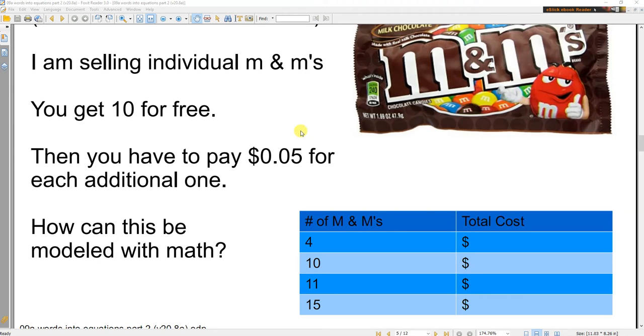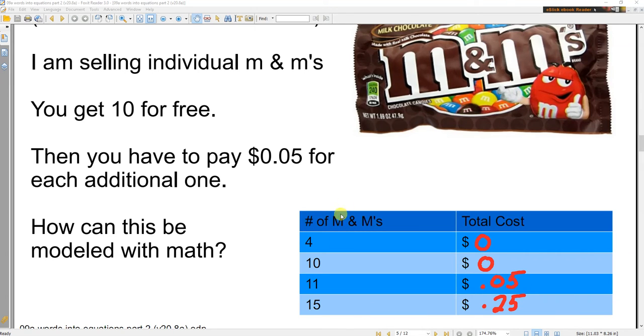I get 10 for free. So if I get 4 M&Ms, how much have I paid? $0. 10 M&Ms, how much have I paid? $0. 11 M&Ms, I now have to pay for one of them, so I've paid 5 cents. 15 M&Ms, I have to pay for 5 of them, which is 25 cents.